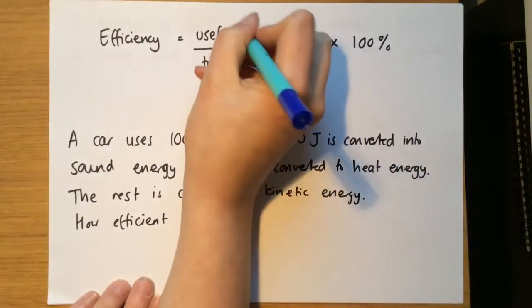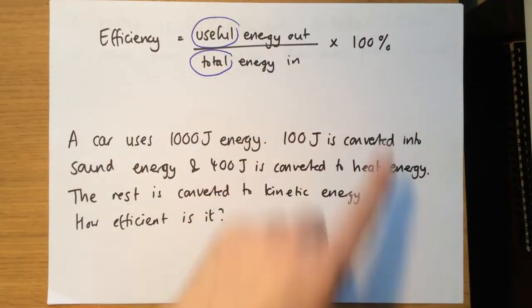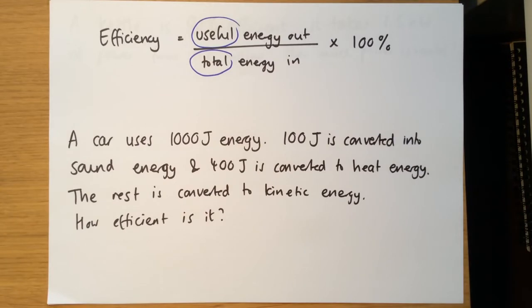Efficiency is the useful energy out divided by the total energy in to a device. And we times it by 100% because we like efficiency in percentages. Sometimes it would ask for it as a decimal. If it asked for that in a question, you just wouldn't times it by 100%. You just leave it as a 0.3 or whatever you come out as.